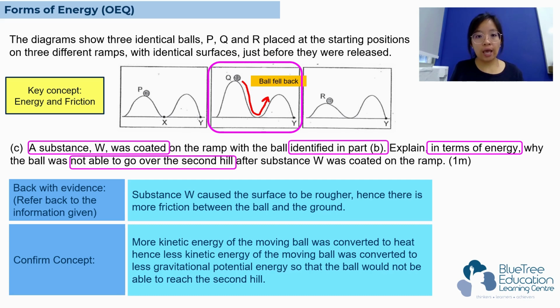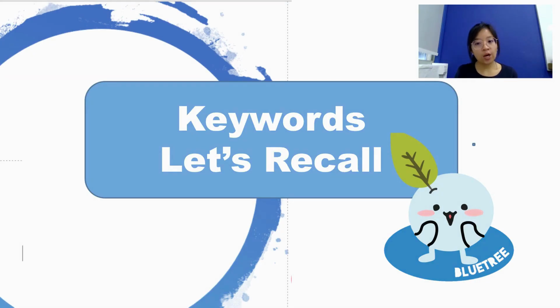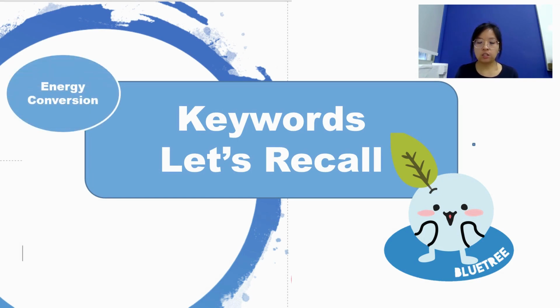So this is the end for our open-ended question. We are at the end of forms of energy. So now let's recall some of the keywords we have gone through. Energy conversion is very important because energy is always converted from one form to another. So you will need to know in this process what energy is converted to what.